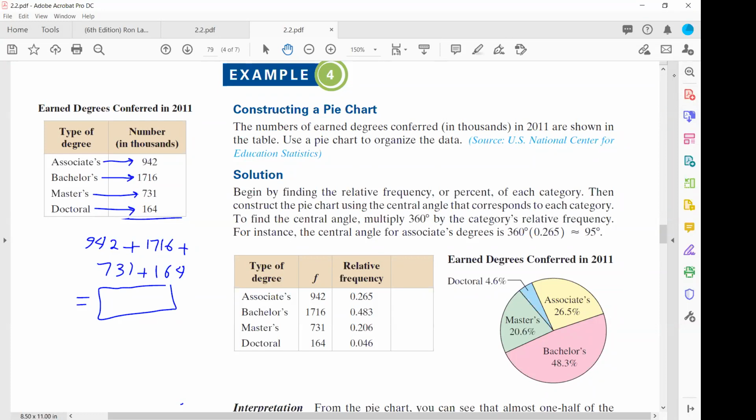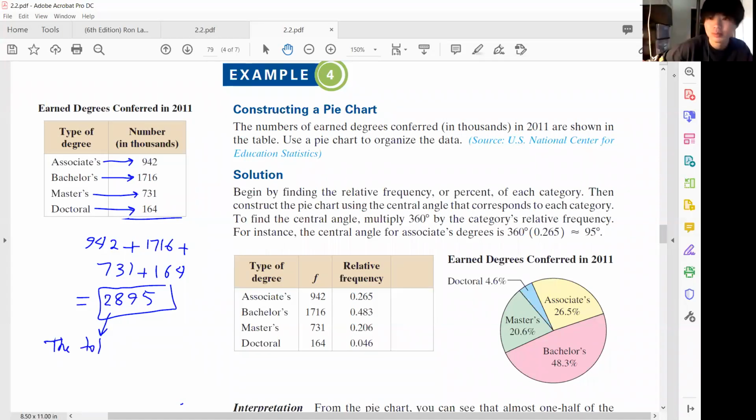Is it 2895? 2895, thank you. So what's the meaning of that? It means that you have 2,895 data in the collection. The total number of data in the collection.